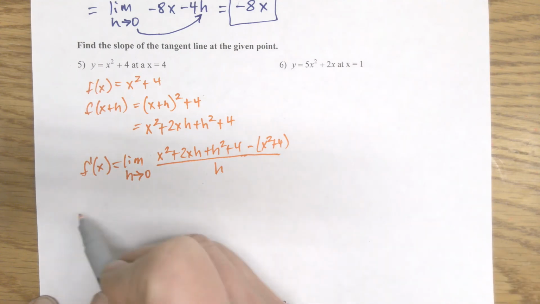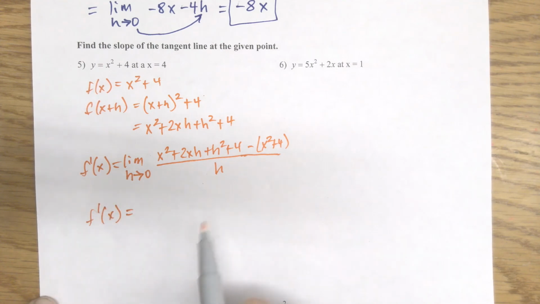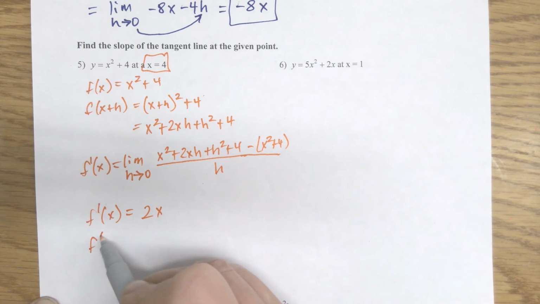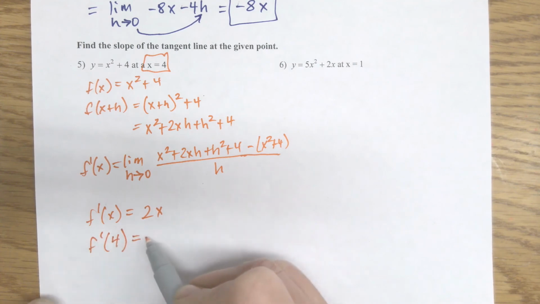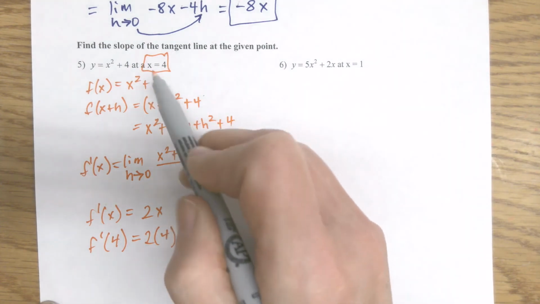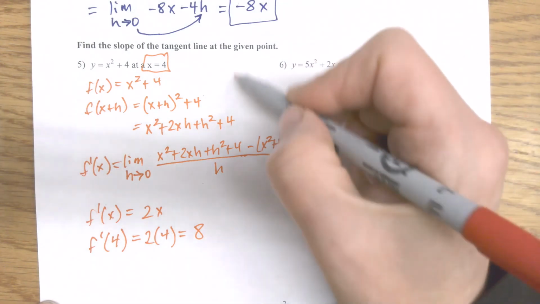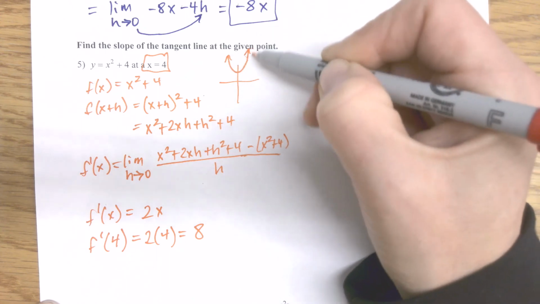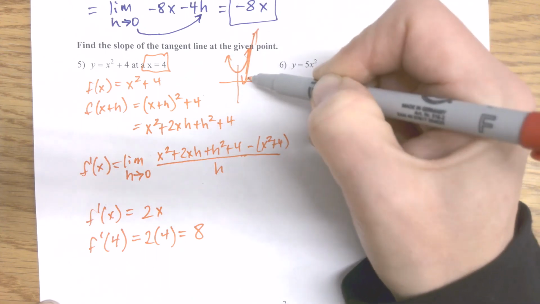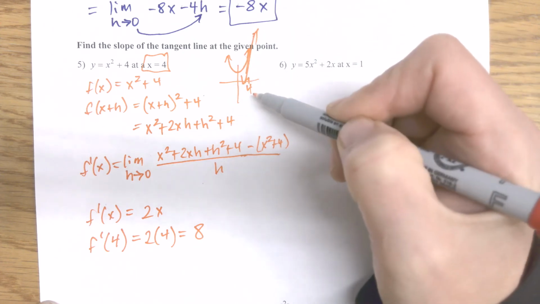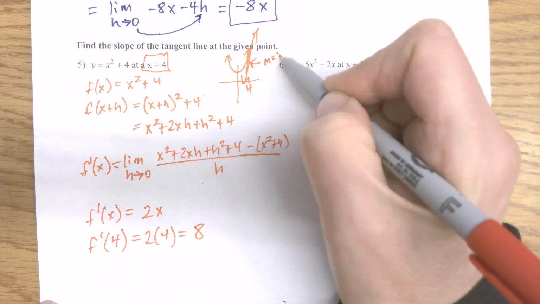Alright, welcome back. So you should have, when all is said and done, gotten a derivative after you've taken your limit of 2x. Because we want to find the slope at x equals 4, that means I'm looking for f prime of 4. So I just do 2 times 4, and the slope of my tangent line at x equals 4 is 8. That should make sense. Again, this is a parabola that curves here, and at x equals 4, I should have a pretty steep positive slope. My slope of my tangent line looks like it would be about 8.